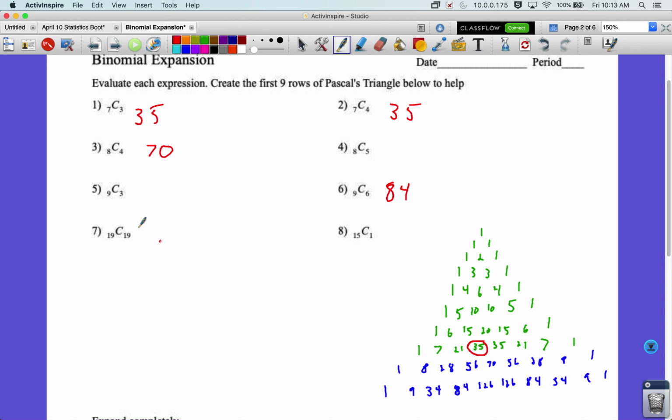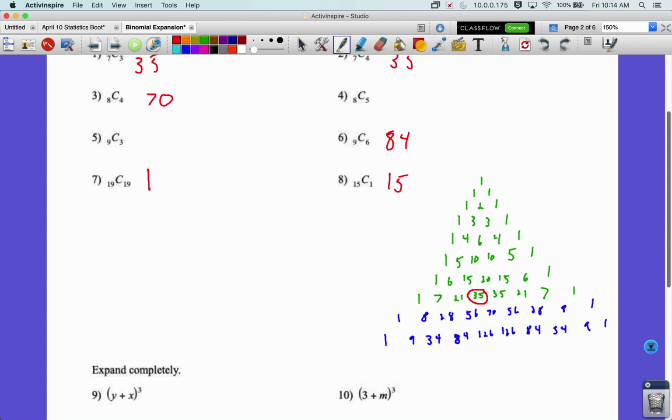But I didn't write it out to 19 rows, so this is where I needed that formula. The 19th term in the 19th row should be a 1. And then the first term, but really remember that it's the second number, in the 15th row is going to be a 15. The second number, or the first term, because the first one's a 0, is always the row number. Here it's a 15. Okay.